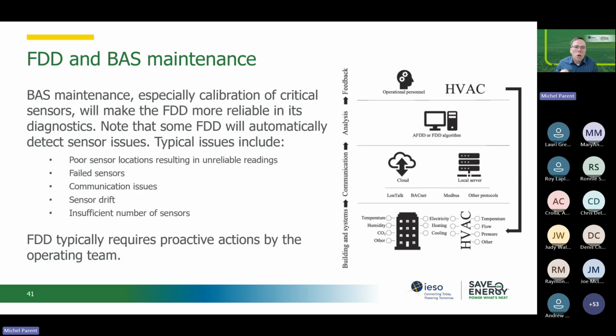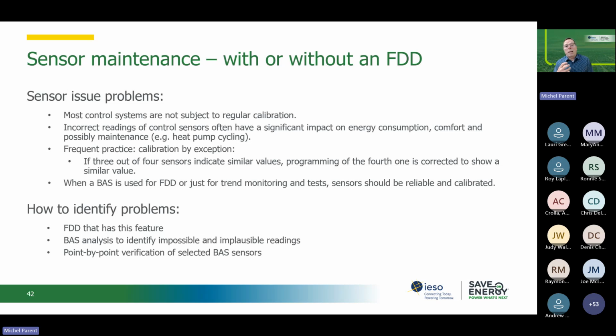Most FDDs do not correct the situation, and will not interact with your BAS. Some do, most don't. So you do rely on operating personnel to be able to take proactive action. And make sure that if you do go with an FDD, you have a good maintenance program for your BAS, because an FDD relies on your sensors. If your sensors are not reliable, the FDD is going to keep spitting out reports for failures that are just sensor issues and not actual failures. So make sure you've got a good maintenance program.